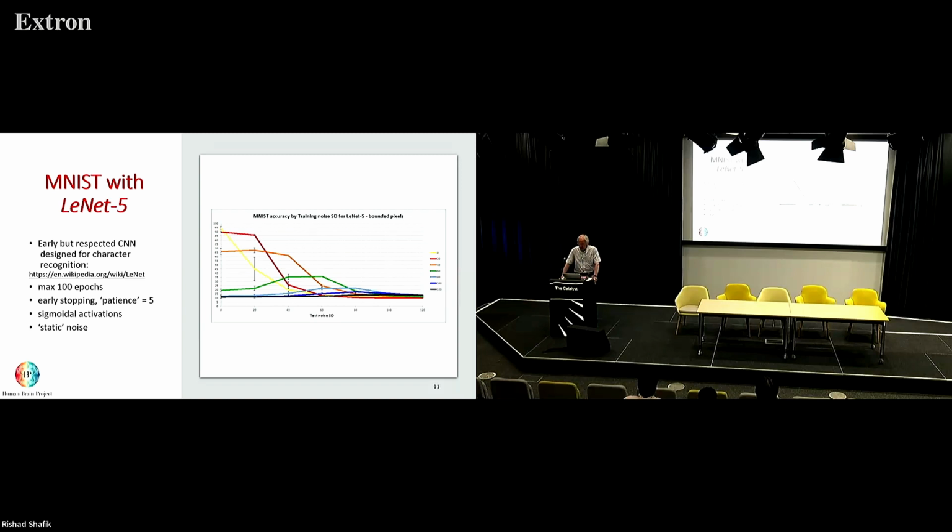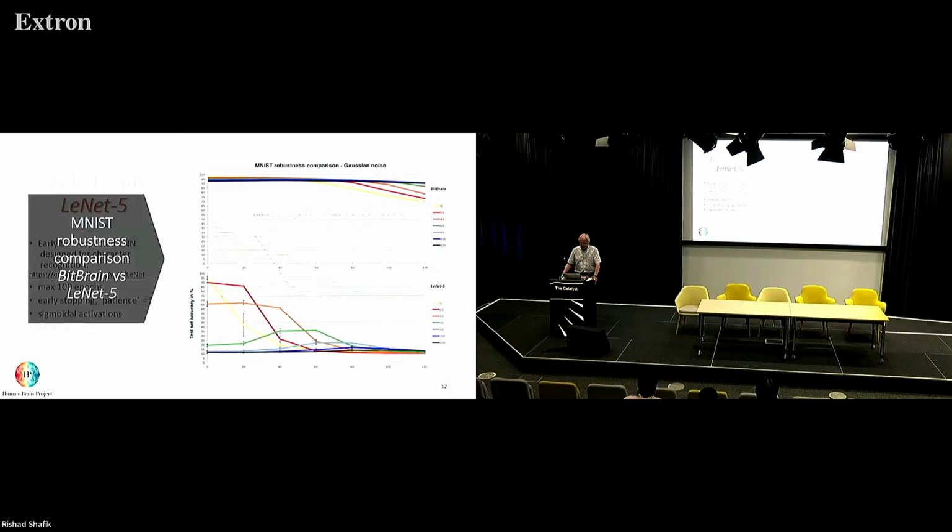And what you see is when you add noise, the performance drops very markedly. So we can look at those two performances together and compare them with BitBrain at the top and LeNet 5 at the bottom. And what you can see is quite different characteristic behavior. Okay. Basically, LeNet collapses under noise and BitBrain doesn't, is the simple conclusion then.